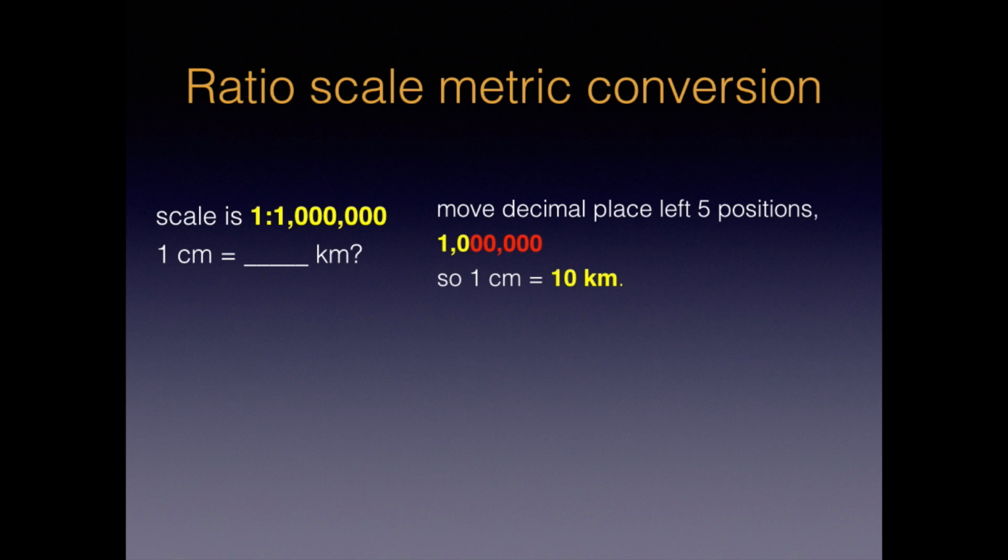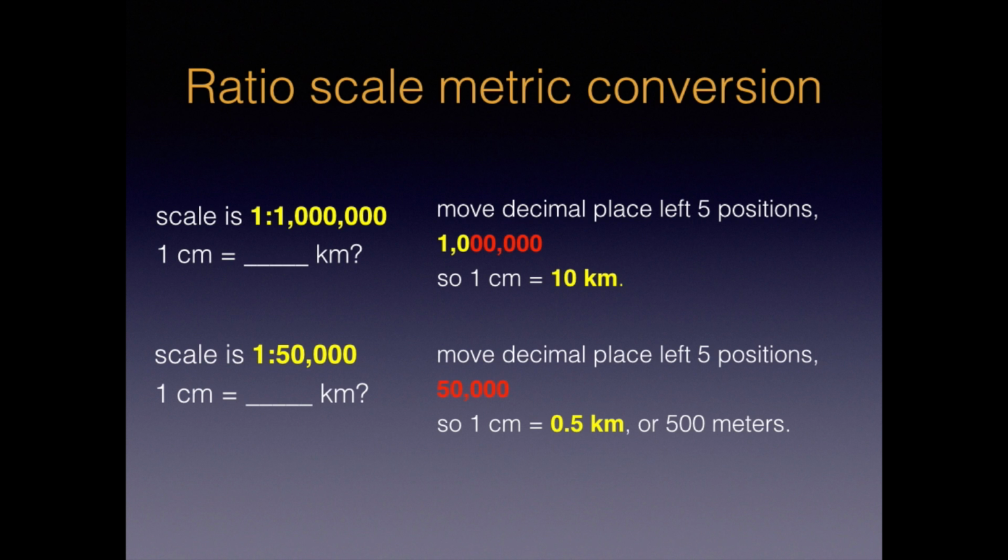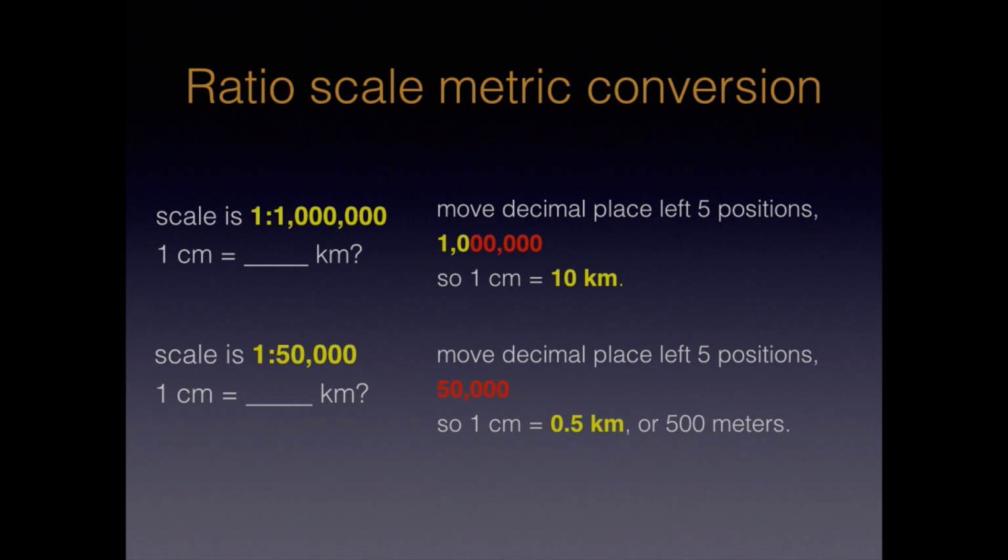We move our decimal point left 5 places, removing the red zeros, so that gives us 10 kilometers. Let's do one more. If the ratio scale is 1 to 50,000, 1 centimeter on the map equals how many kilometers on the ground? Again, we move our decimal point left 5 places, so that gives us 0.5 kilometers or 500 meters. You get the idea. If you think metric, ratio scale becomes a lot easier to use.